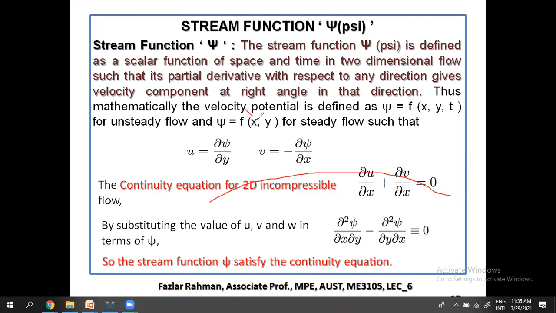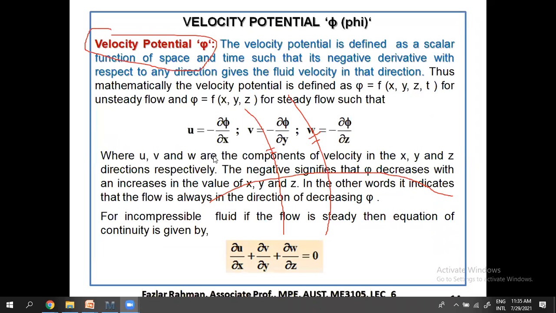And the potential function represents the velocity line. So these two definitions we need to learn. Number one is stream function, then velocity potential function, okay? So let's learn the definition, and then we learn what the application of these two functions is, why they are actually needed.